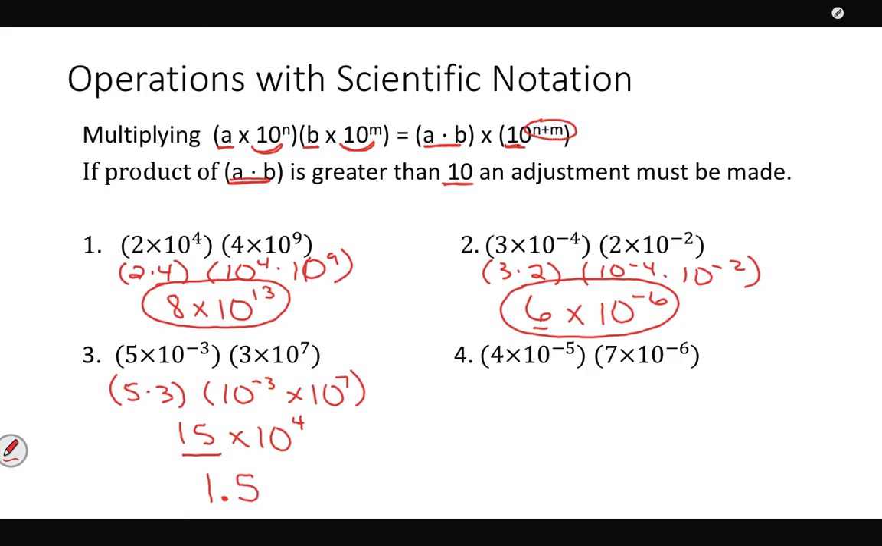So we have to move the decimal, so it's a number between 1 and 10. Since we have to move that back to the right, we'd have to add 1. So that would be times 10 to the 5th power in proper scientific notation.